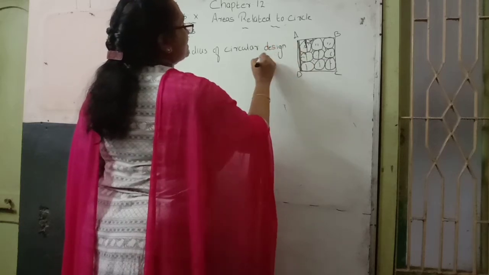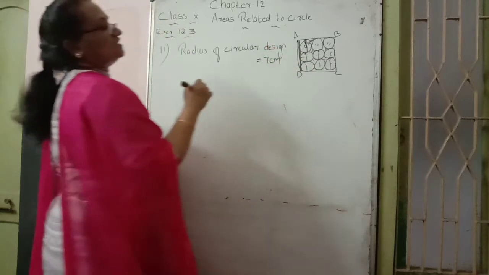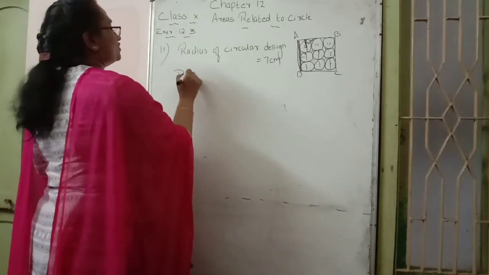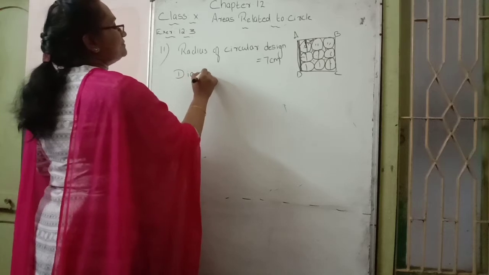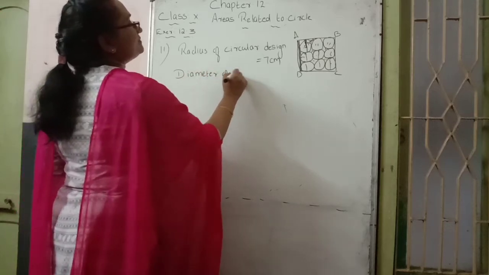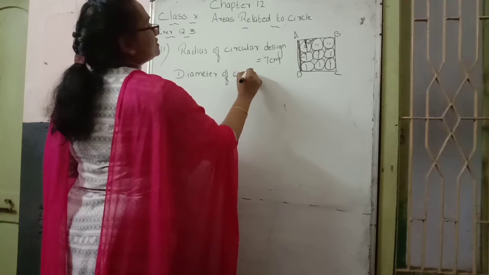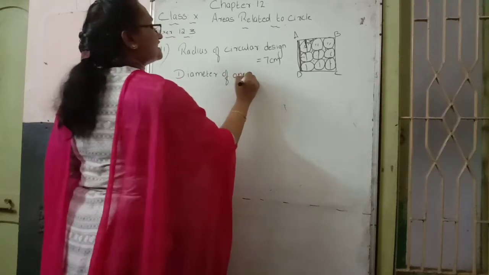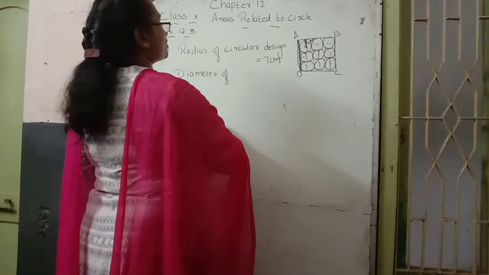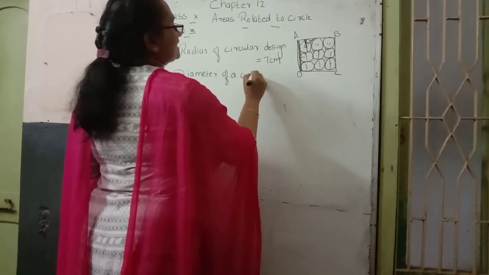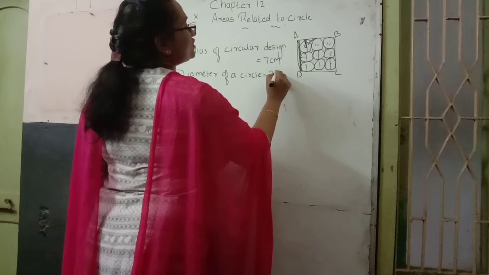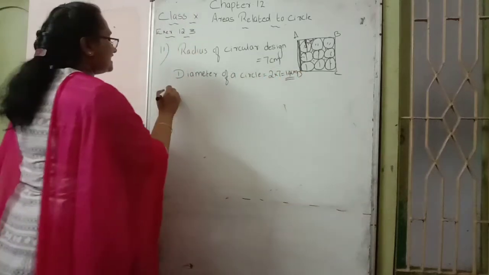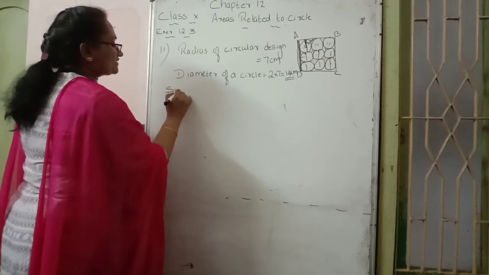Design is equal to 7 centimeter. Then our aim is to find out... Therefore, what we can say, diameter of a circle. So diameter becomes how much? Twice of the radius. So it becomes 14 centimeter.